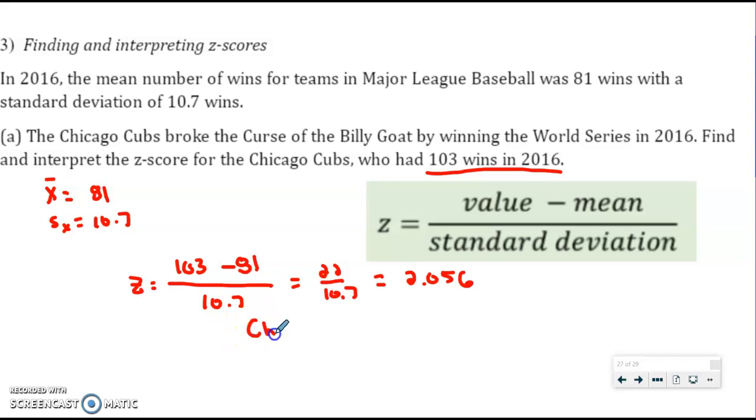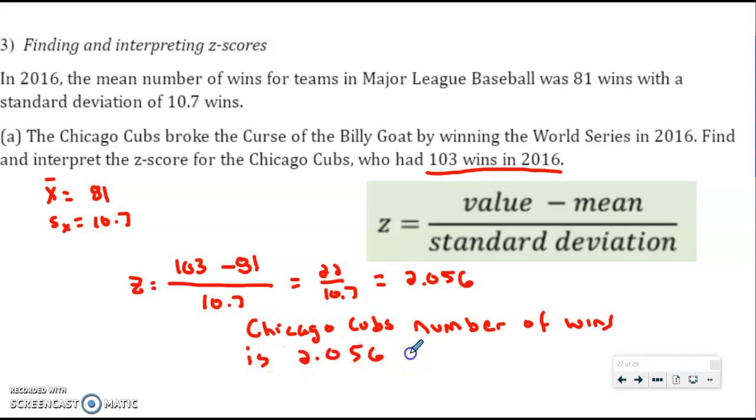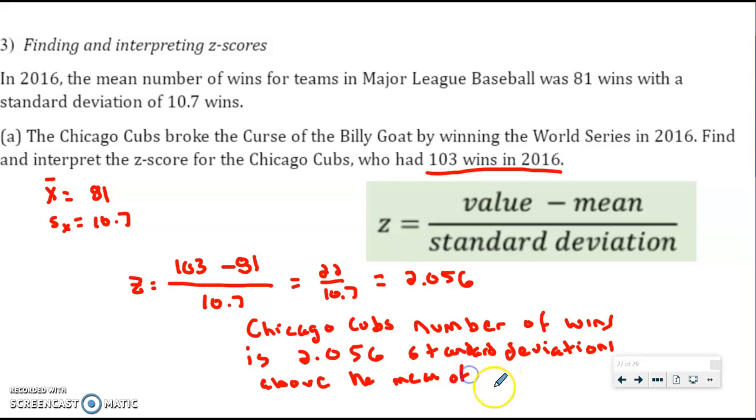So what I can say is that the Chicago Cubs' number of wins is 2.056 standard deviations above the mean of 81 wins.